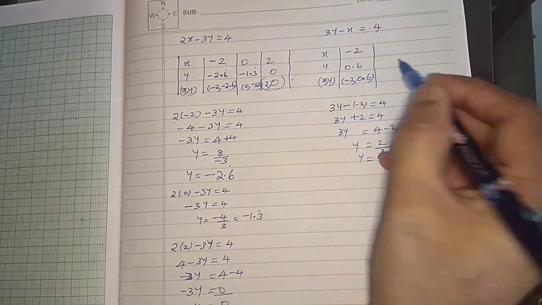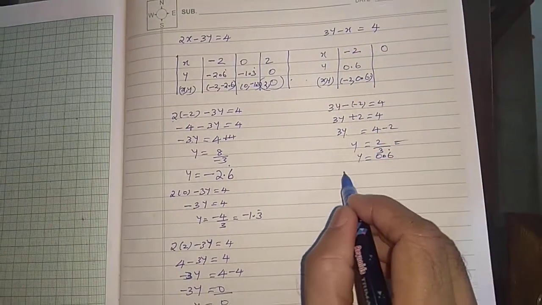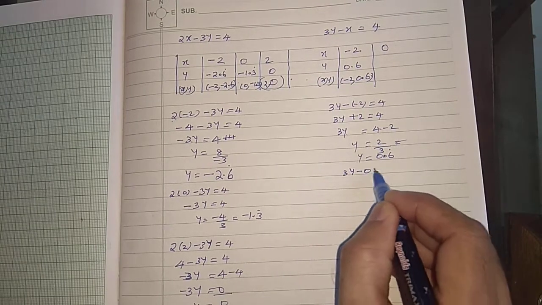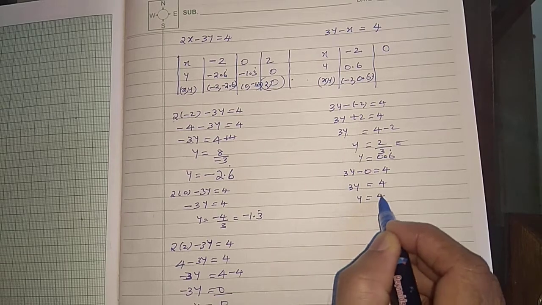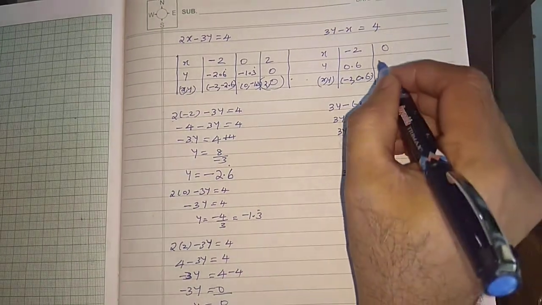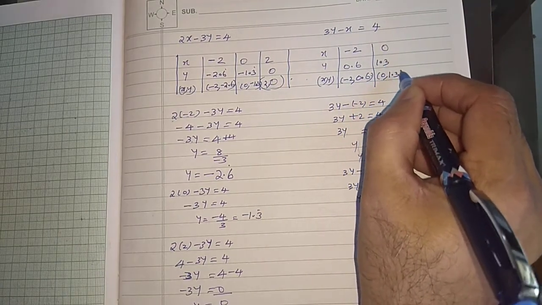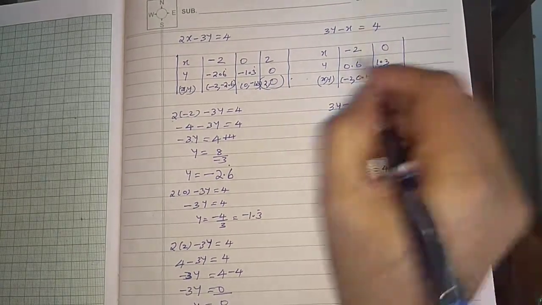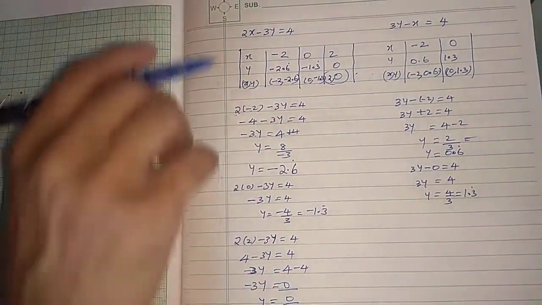1 point we got. Another point we take x as 0. If x is 0, 3y minus 0 is 4. 3y is 4. y is 4 by 3, which is 1.3333. 1.3 we take: 0, 1.3. That is sufficient. We got 2 points. Now we can draw the graph of that.